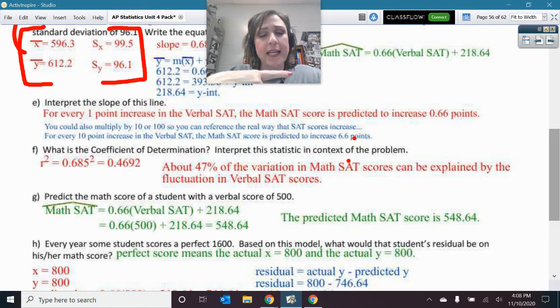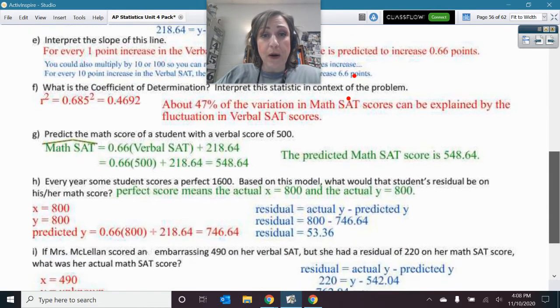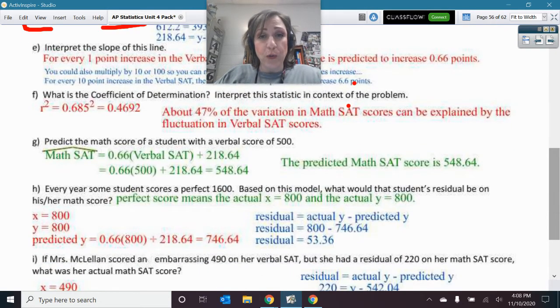They'll go up by tens or even 100s. So going up by one of those is probably more likely the way that you would see the problem written in the interpretation of the slope. So you could say for every 10-point increase in the verbal SAT score, the math SAT score is predicted to increase 6.6 points. That's probably more likely to show up as an answer choice than the other, which isn't a realistic situation.